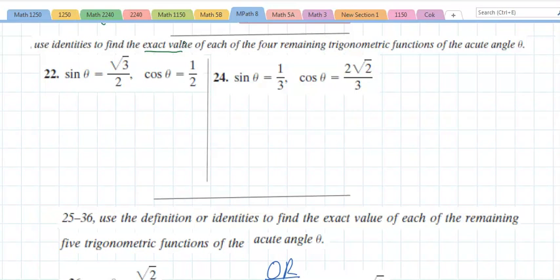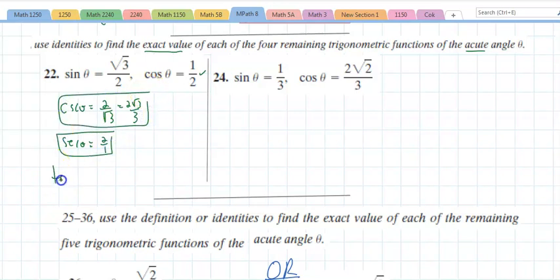Of the four remaining trigonometric functions of the acute angle. They're talking about geometry again. Well, this is sine of theta, this is cosine of theta. Well, it's really simple. Cosecant of theta is the reciprocal. And if you rationalize, that's 2 radical 3 over 3. And secant of theta is the reciprocal, 2 over 1. Got it?